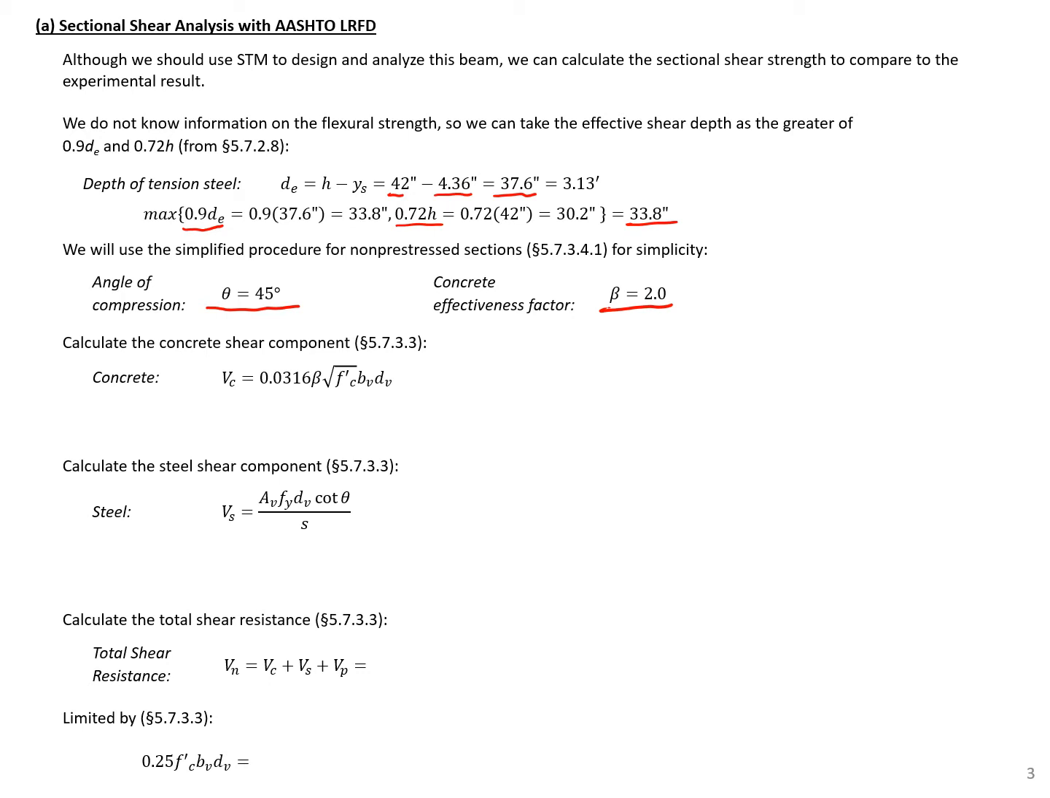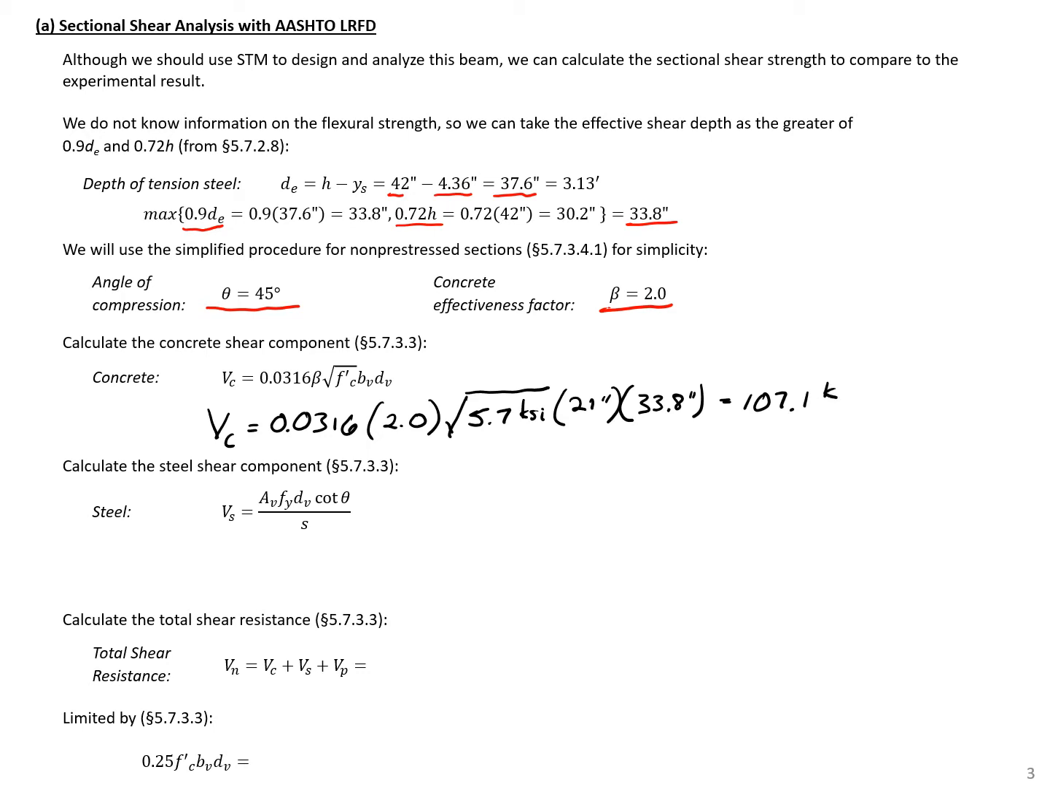So we can start by finding our concrete shear contribution. So our VC is equal to 0.0316 times our beta, which is 2.0, times the square root of 5.7 KSI. So in AASHTO we use KSI, and in ACI we use PSI, times 21 inches, which is our web width, and 33.8 inches, which is our dV. So we'll get this to be 107.1 kips.